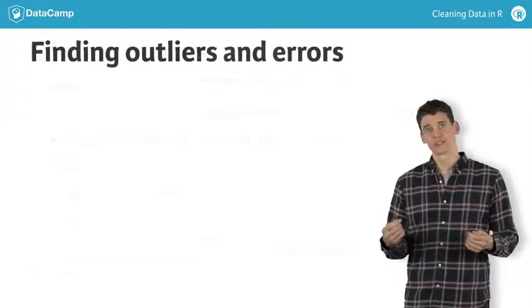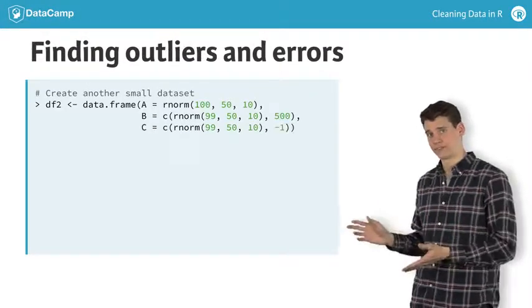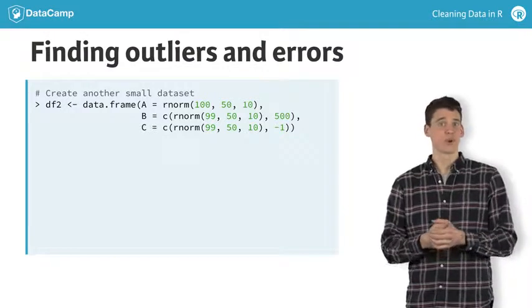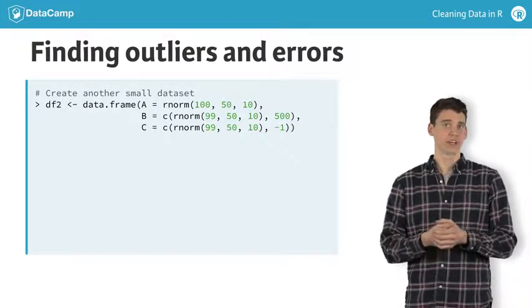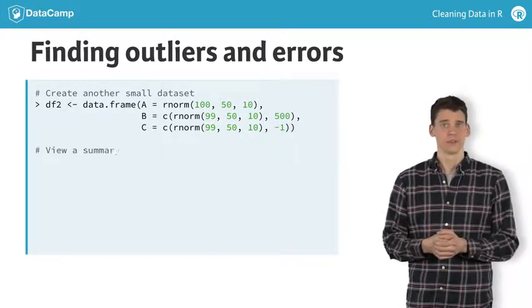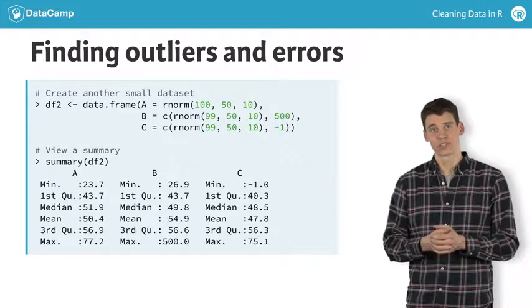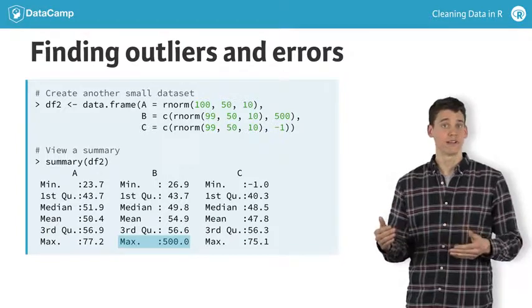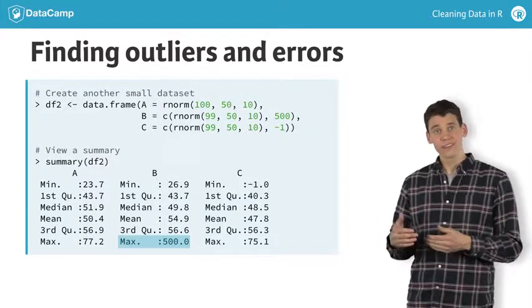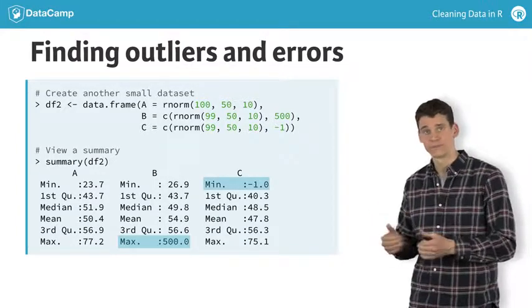I've simulated another small data set here called df2, which contains some normally distributed variables plus a couple of extreme values. We can use summary to quickly see that the value of 500 is extreme relative to most other values in column B, and that there's a negative value in column C.